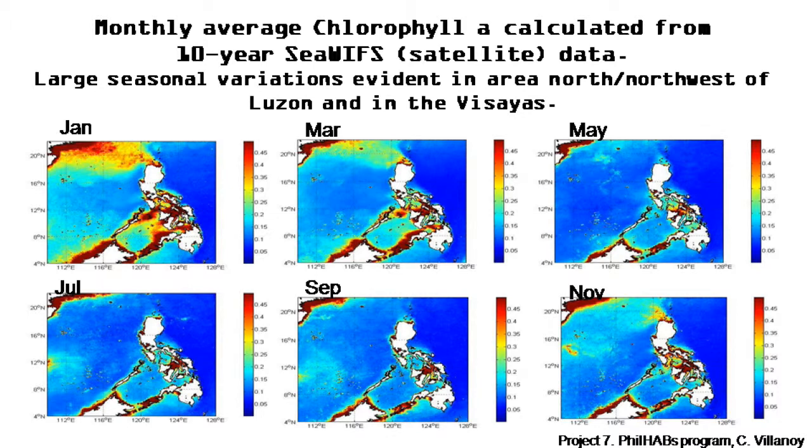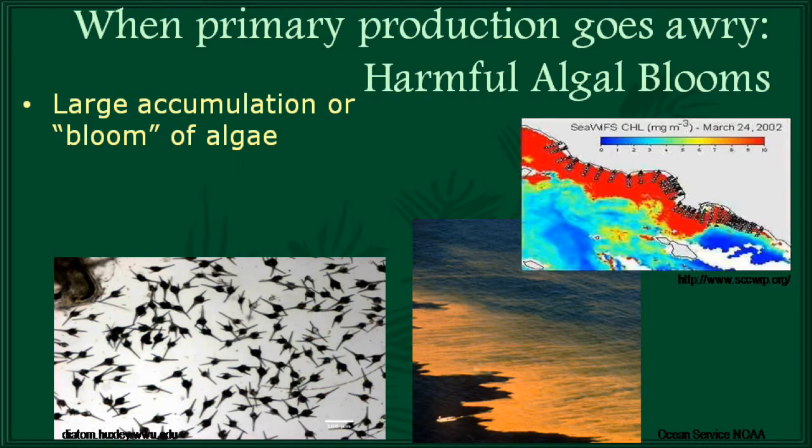So that was the first phase of primary production. The primary producers are very key in terms of the food web, and we rely on these primary producers to be able to provide the food at the higher trophic levels that we eat in our tables. However, there's the other side of primary production, and this is when primary production goes awry, you have your harmful algal blooms. What are these? They are large accumulations or blooms of algae.